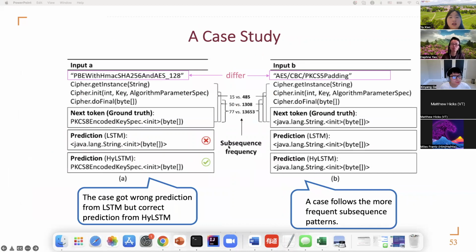The left side is a test case getting a wrong prediction by the regular LSTM. We found that the wrong prediction comes from another sequence shown on the right side, which differs from the left one only in the first token. By tracking the frequency of the subsequence followed by the wrong prediction or the correct prediction, we found that the subsequence followed by the wrong prediction is much more frequent than the one followed by the correct prediction. This is the reason why the LSTM cannot generate the correct suggestion. However, our HealthTM is able to generate the correct answer for both cases.